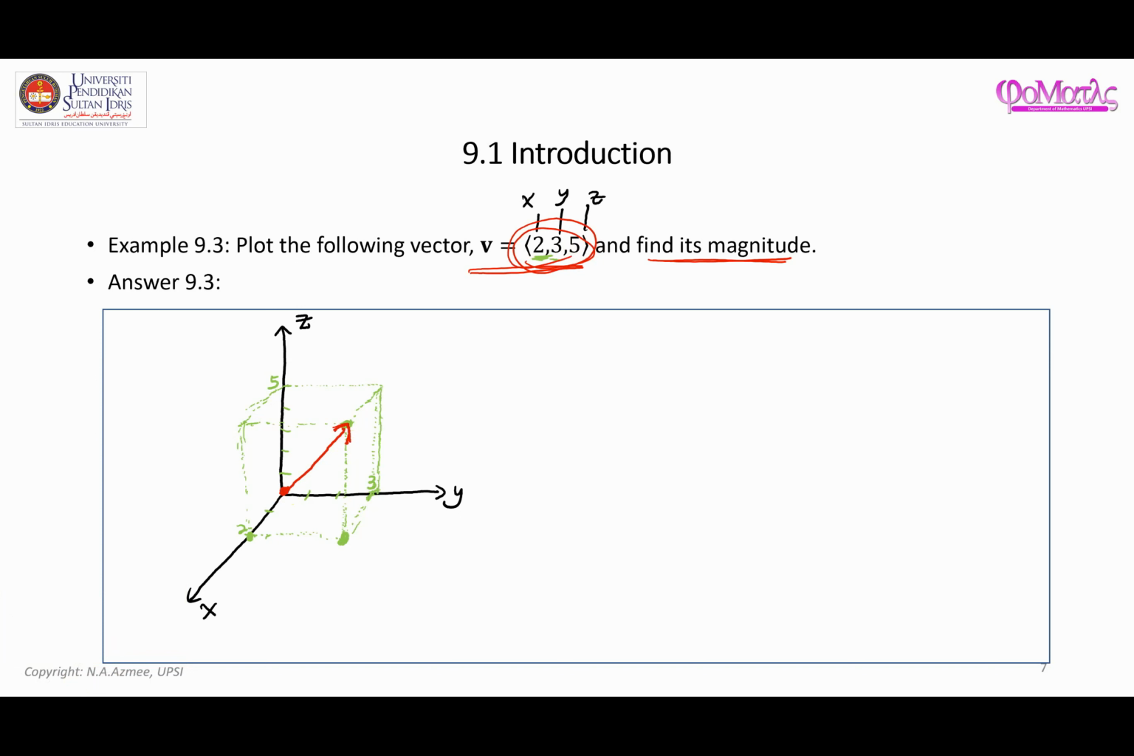So that's the idea on how you can sketch or represent a vector in a graph. Next, we are going to find its magnitude. So the magnitude of this vector is taking the square root of 2 squared plus 3 squared plus 5 squared, and this is equal to 4 plus 9 plus 25. So 25 plus 4 is 29, and 9. So 29 and 9 is 38. Okay, the square root of 38.